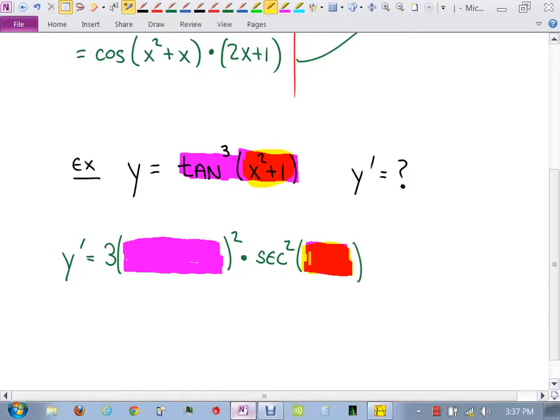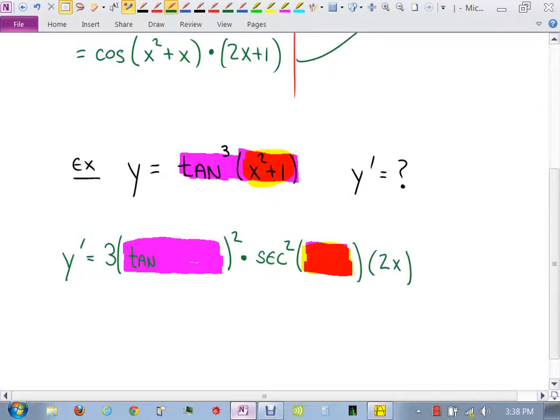And then you go inside tangent. You've done the tangent now. What's the derivative of what's inside tangent? Just 2x plus 1. I don't know why I put 2x plus 1. It's just 2x. Thank you. So what should I fill in with the purple here? What goes here?